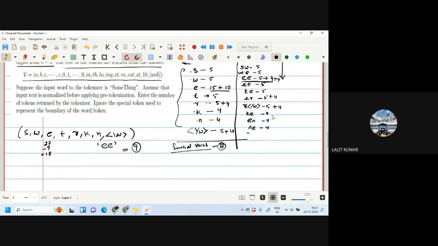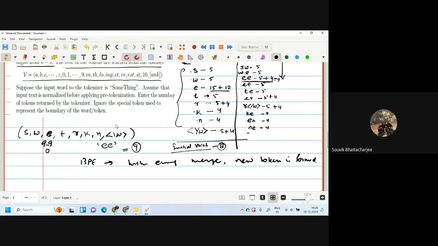Okay. So remember in BPE, with every merge, one new token is formed. And in case, for example, this E value was 9 only, and you subtract 9, this E will remain in the vocab, though its value has become 0. Is that okay? Clear? Any doubt in this again? Anyone? No? Thank you. So very good.